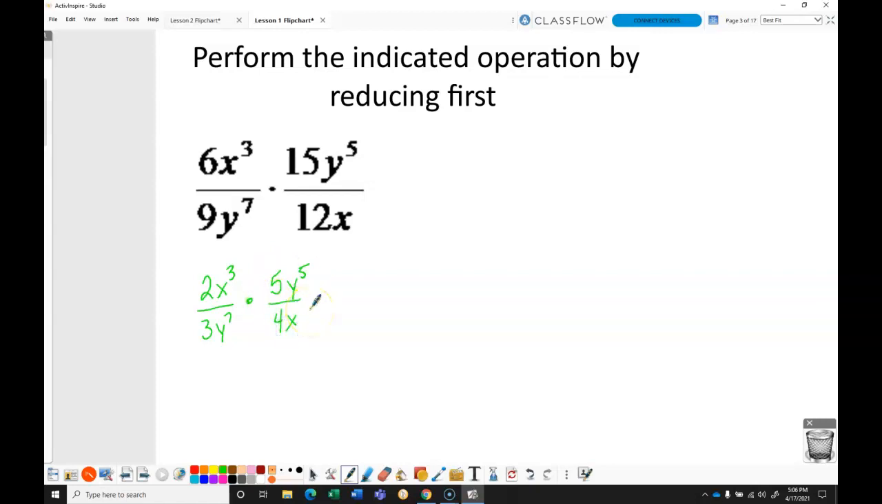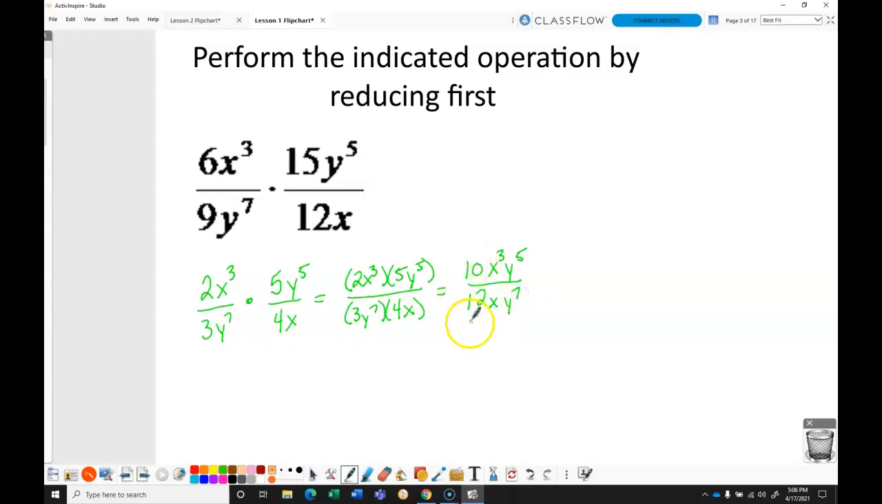Now, when I multiply fractions, I multiply straight across the top and straight across the bottom. So that means we are multiplying 2x to the 3rd times 5y to the 5th, and we're multiplying 3y to the 7th times 4x. So I can actually simplify that now. 2 times 5 is my 10, and I have x cubed y to the 5th, and then in the bottom, 3 times 4 is 12, and I have x and y to the 7th.